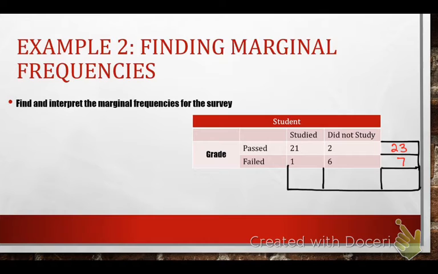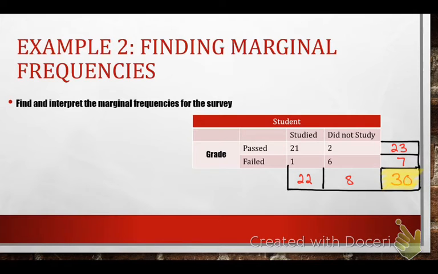All right, so we're looking at the studied column. How many students total studied? 22. And how many did not study? 8. And if I've calculated this correctly, the total of my column and the total of my rows should be the exact same number. Okay, what's 23 plus 7? 30. And what's 22 plus 8? 30. So the total needs to be the same, which it is. All right, so I have done this correctly.